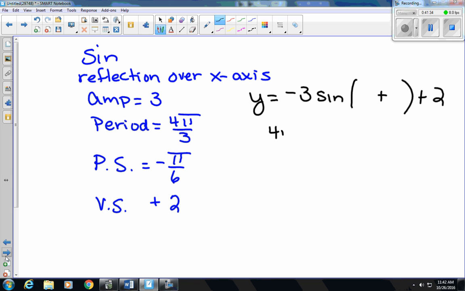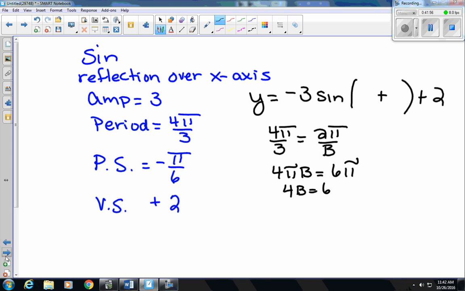So period 4 pi over 3 equals 2 pi over b. Now we cross multiply. So 4 pi b equals 6 pi. What happens to the pi? They cancel, so I've got 4b equals 6. B would either be 6/4 or 3/2. So 3/2, we'll call it x this time. That's my angle notation this time, an x. I can change that. Change it to theta, make it beta, gamma, whatever you want to do.